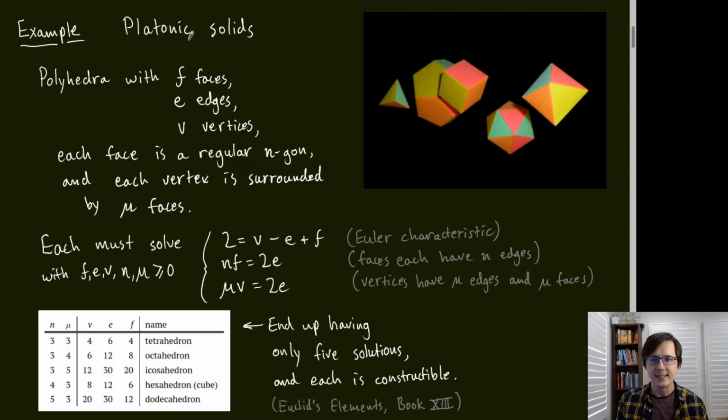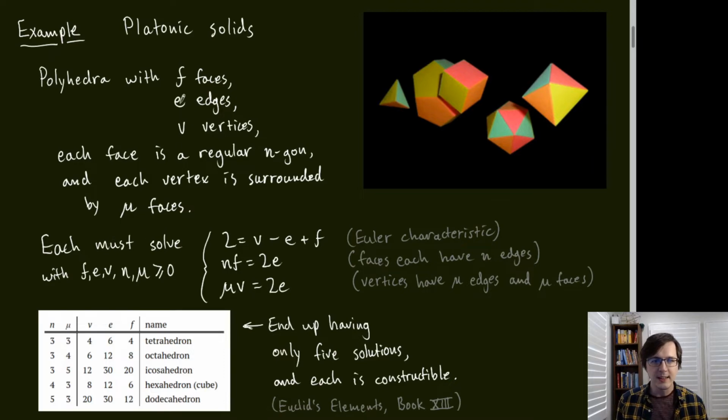The platonic solids are specific polyhedra which are regular. That means every face is the same, so they're all regular n-gons, and around every vertex you have the same number of polygons. Just setting up some equations: if we have f faces, e edges and v vertices in our particular polyhedron, and we're considering platonic solids, then each face is a regular n-gon, and each vertex is surrounded by mu faces. Mu coming from the Greek word monodromy, meaning to walk around.